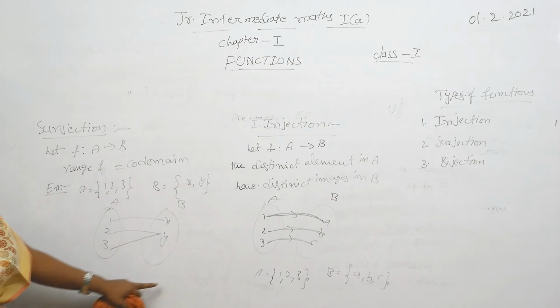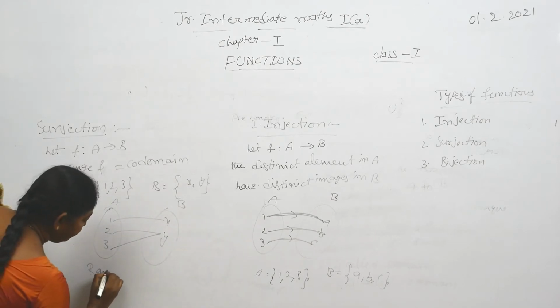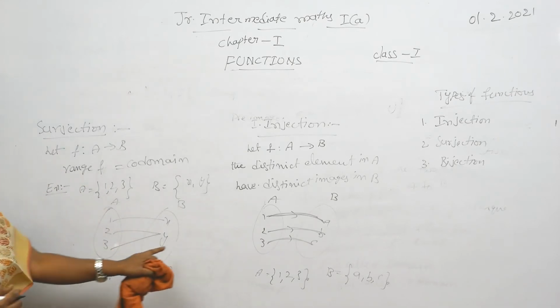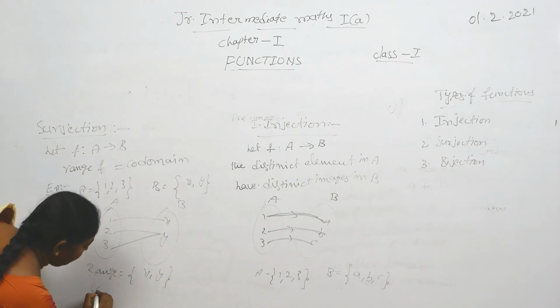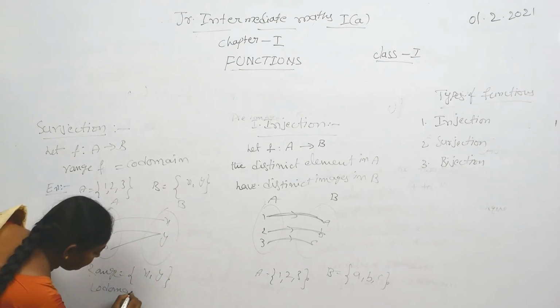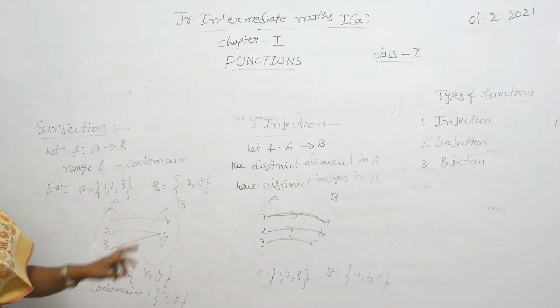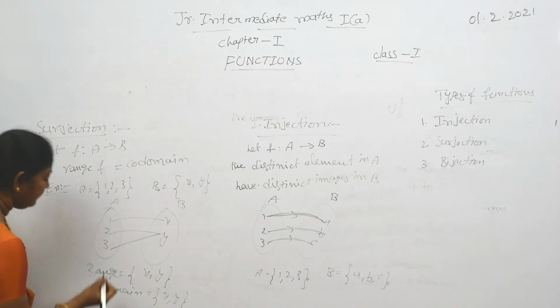So here x, y is the range. Range equals x comma y, and the codomain is also x comma y. So here the range and codomain are equal. So this is surjection.